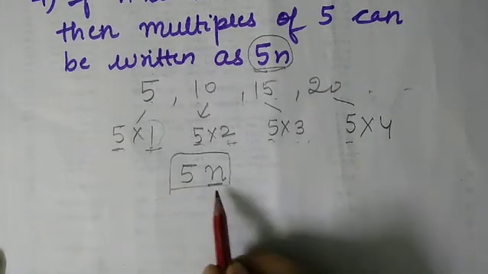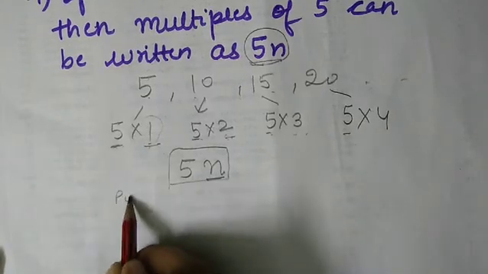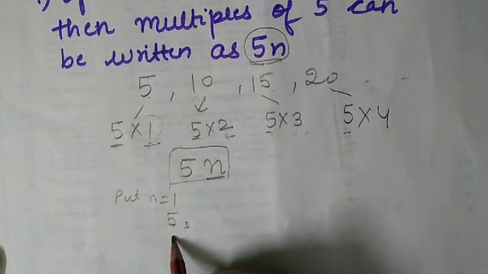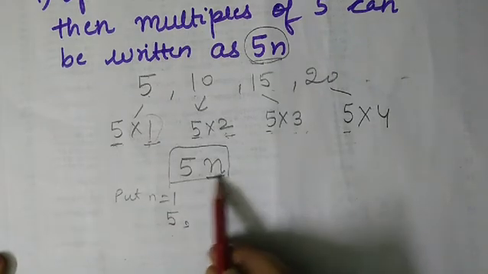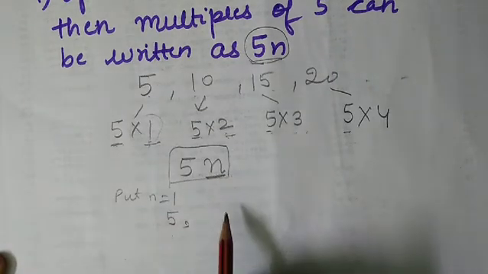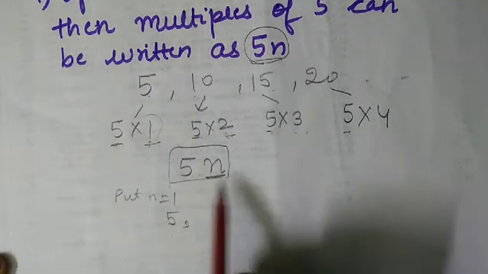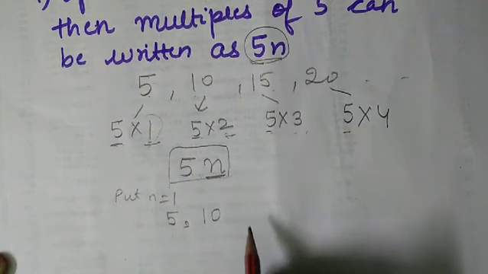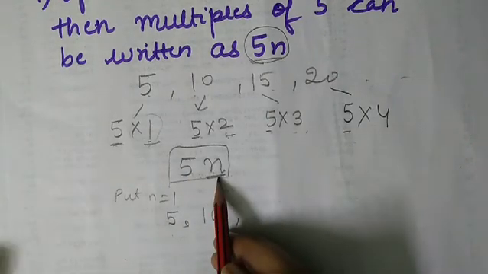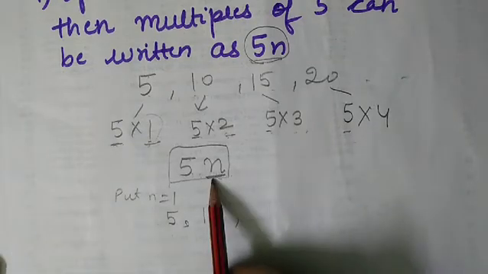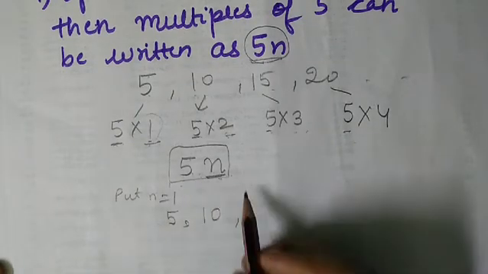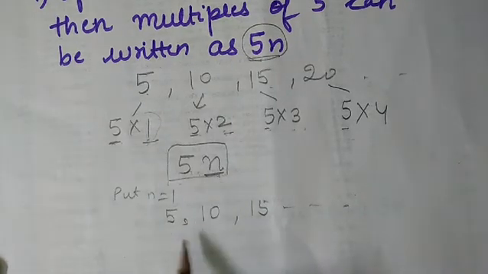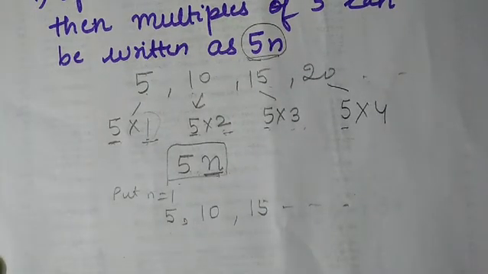So if I put n equals 1, it will be 5. I will get the first multiple of 5. If I put n equals 2, because you have to put natural numbers only, it will be 5 into 2, that is 10. If I put the next natural number, that is 3, it will be 5 into 3, that is 15, and so on. So by this sequence we will get the multiples of 5.